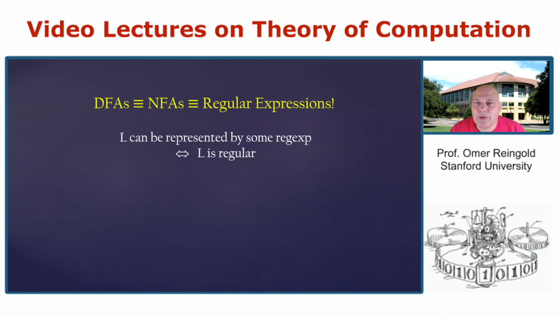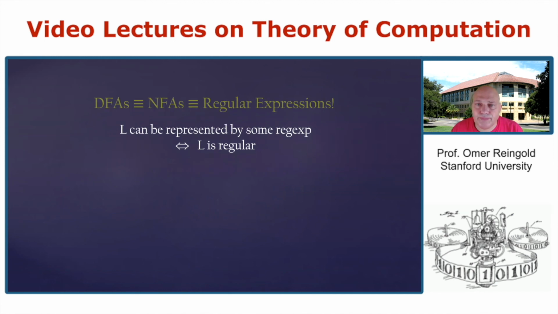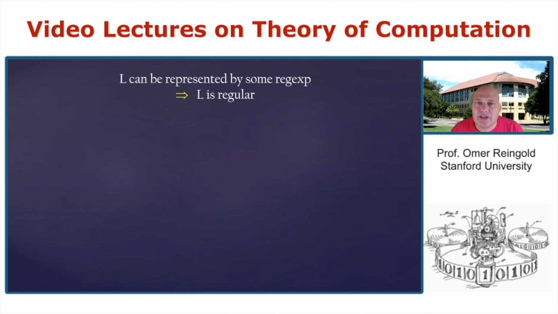So L can be represented by some regular expression if and only if L is regular. This again will have two sides, and here we'll do the easier side and give a hint on the more complicated side. It's a bit involved, it's not hard, and you can read it in Sipser. So let's show the easier one, that if L can be represented by some regular expression, it means that L is regular.